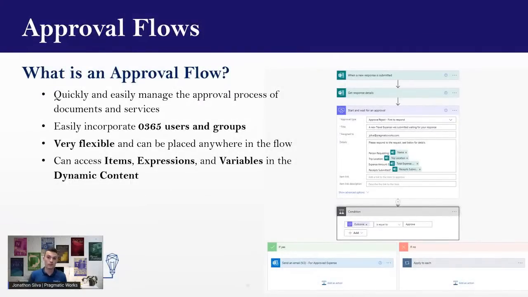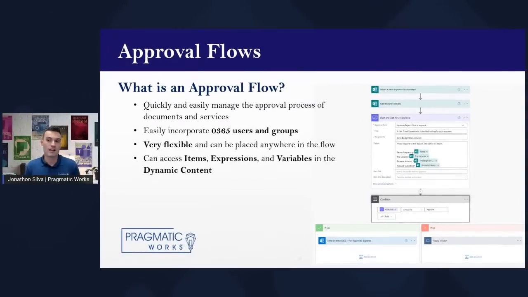What approval flows allow us to do, and honestly this is what brings us here to Power Automate. For a lot of us, that's why we're here. What they allow us to do is quickly and easily manage the process of approvals, maybe for some documents or services that may be occurring within the organization itself. And you can set up an approval flow to automatically handle each and every step that you might be doing on paper right now. One of the great things about our approvals is they are very flexible.